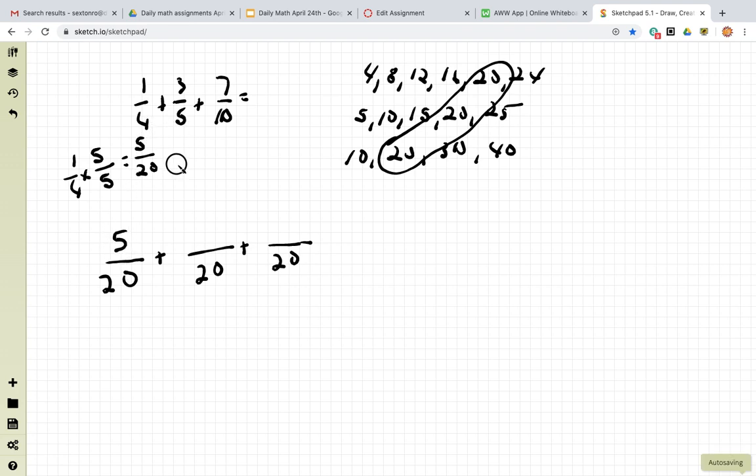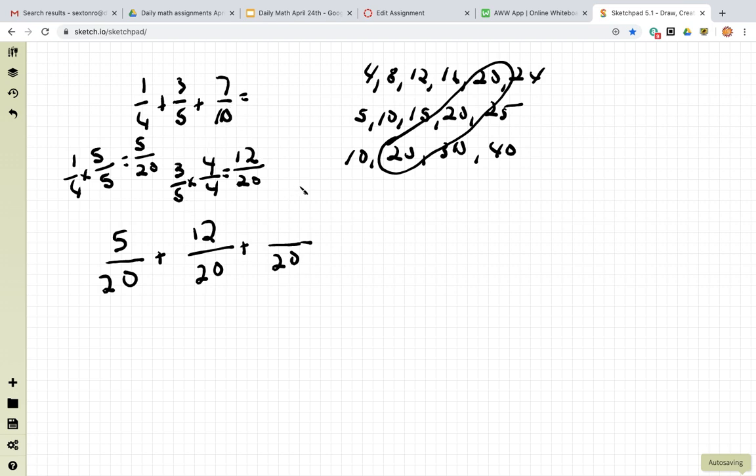Let's do the same thing for 3/5. We've got 3/5 times what is going to give me an equivalent fraction with a 20 in the bottom. 5 times what is 20? Well, that's 4, isn't it? 4 times 5 is 20. So if I multiply by 4/4, I'm going to get 3 times 4 is 12. So 12/20 is the same as 3/5, right?